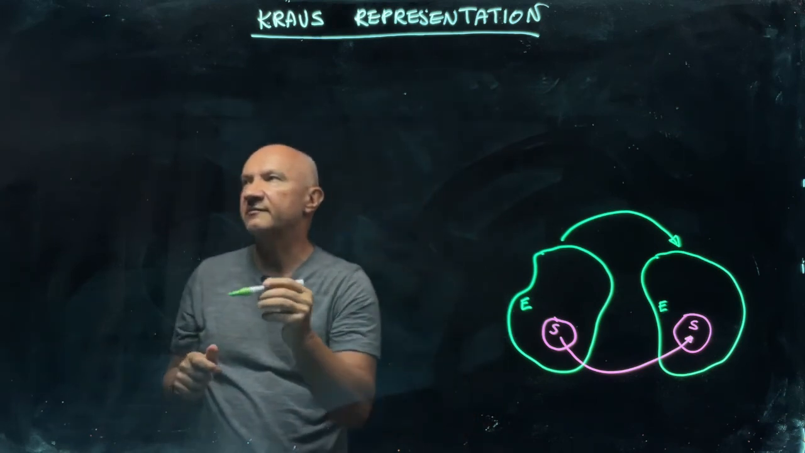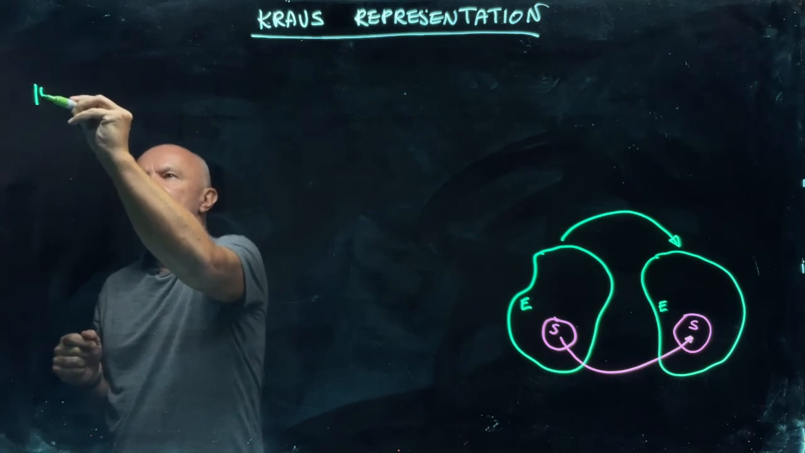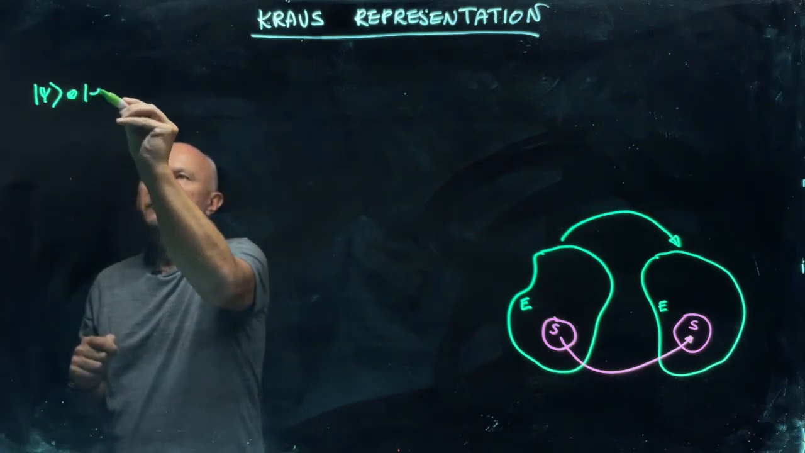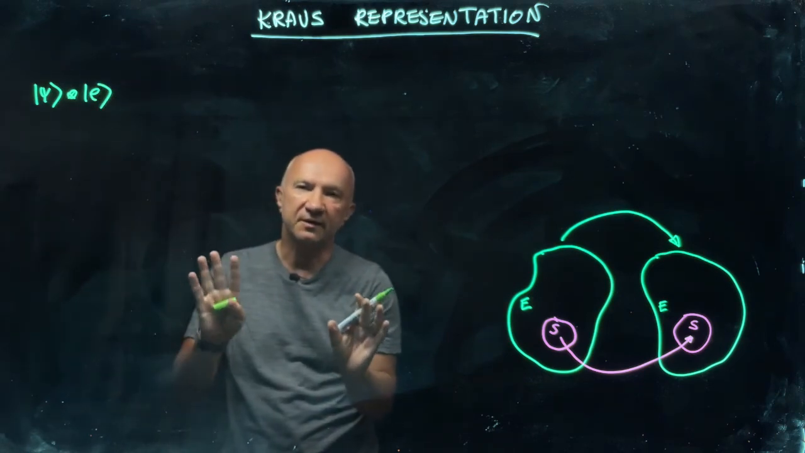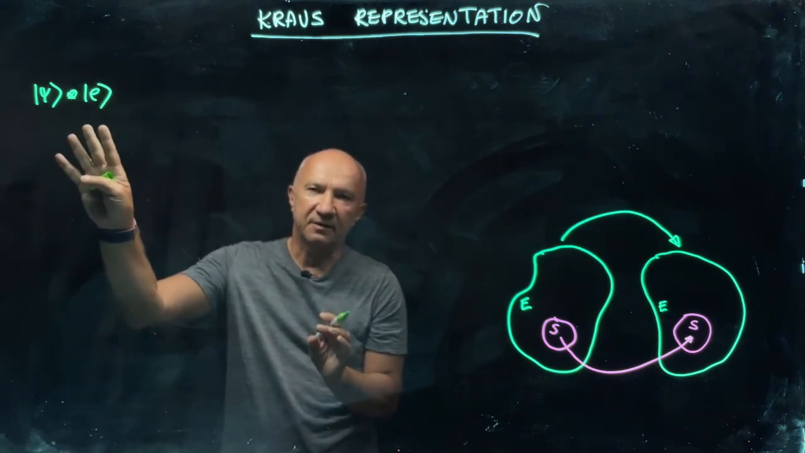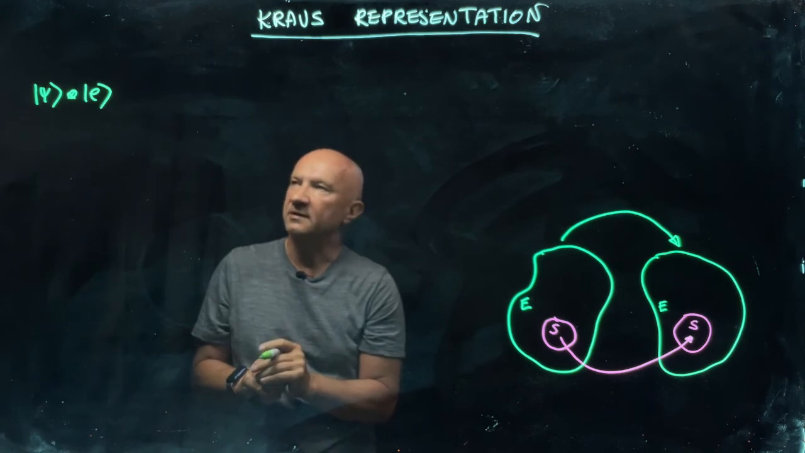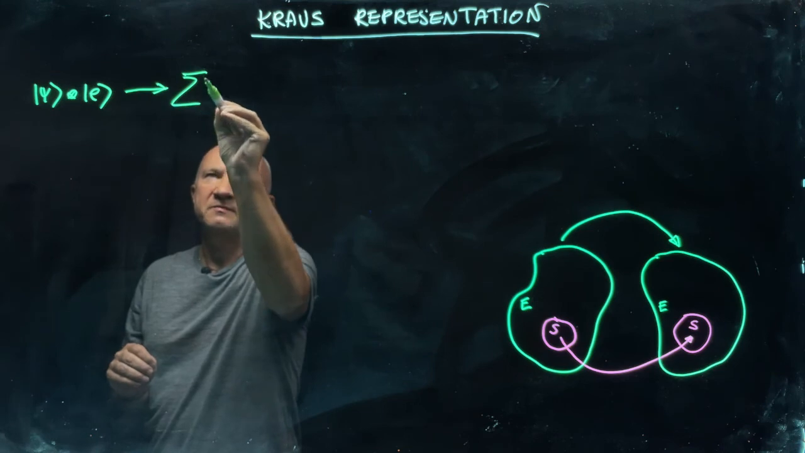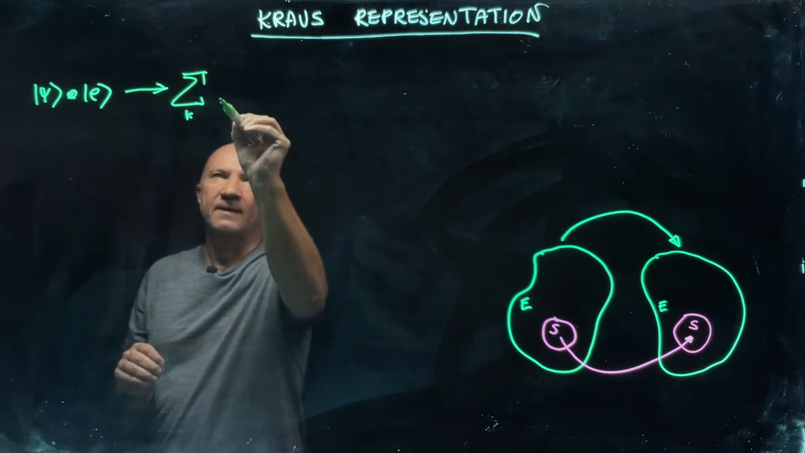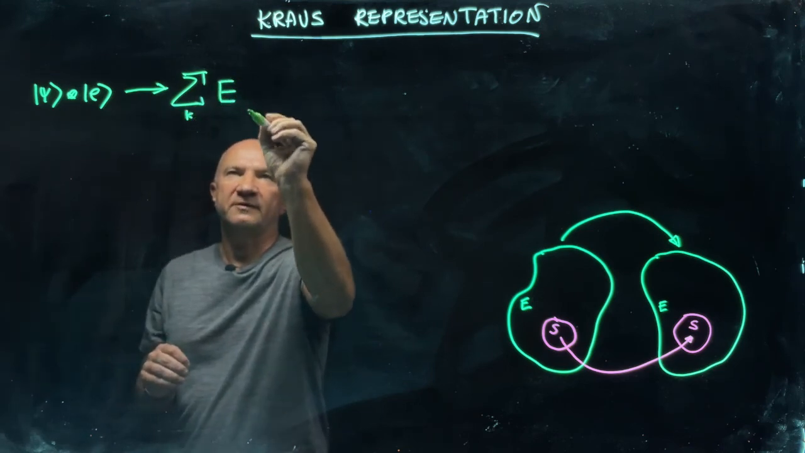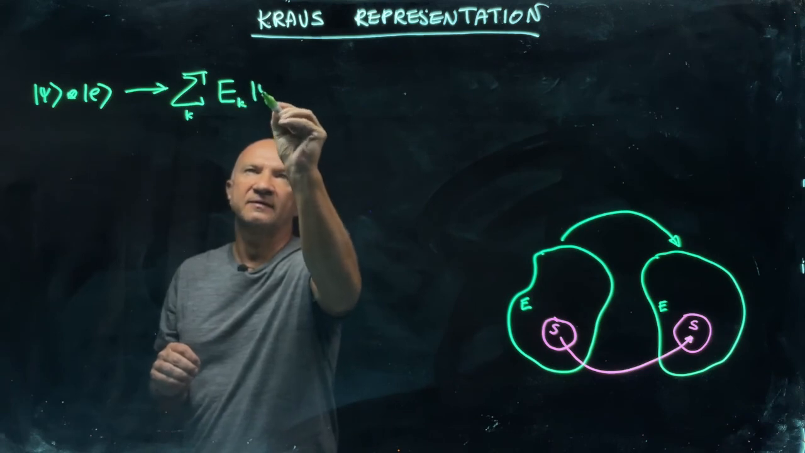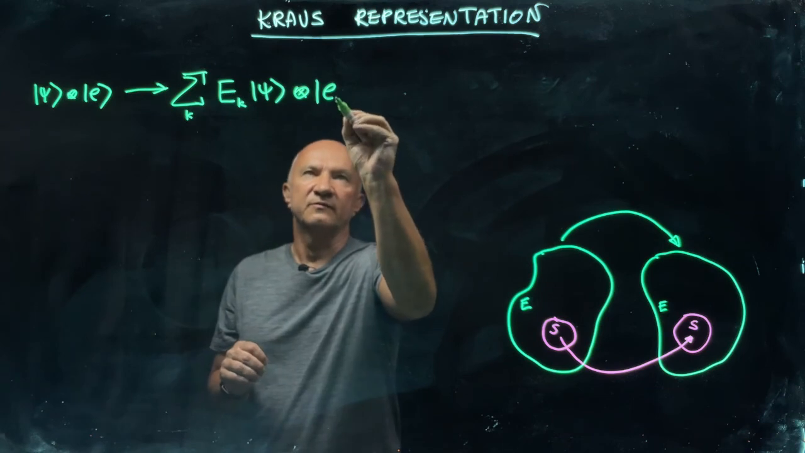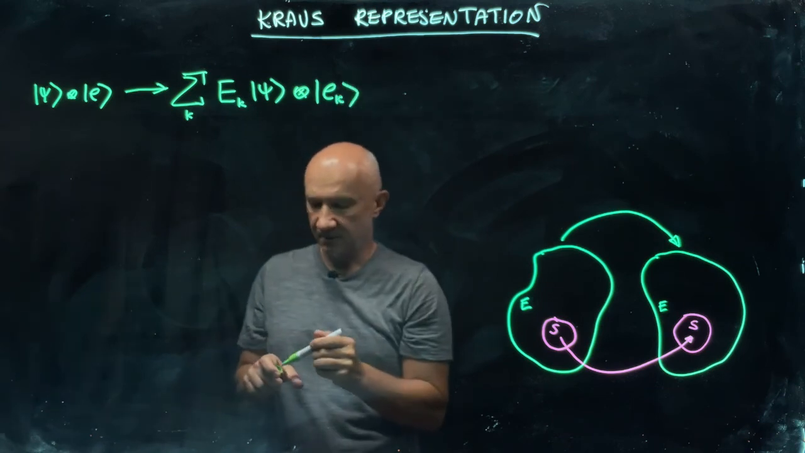And we write this unitary evolution as follows. The state of the system of interest, tensor the state of the environment. What is important here is that they are initially not entangled, not correlated in any way. It evolves to a sum over k of the operator E sub k acting on state psi, tensor the corresponding state of the environment E sub k.